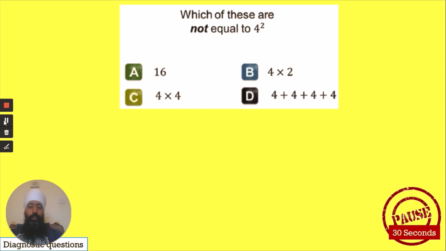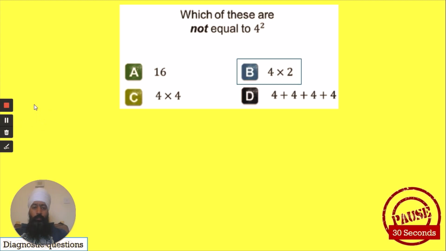Going back to the question, which of these are not equal to 4 squared? And the answer that we're looking for, 4 times 2. If you work out either A, C or D, it will always give you the same answer. So 4 times 4 is the same as 4 squared, 16, and 4 plus 4 plus 4 plus 4 is also equal to 4 squared, 16. Whereas 4 times 2 is not equal to 16. So therefore, the wrong answer was 4 times 2, which is not equal to 4 squared.